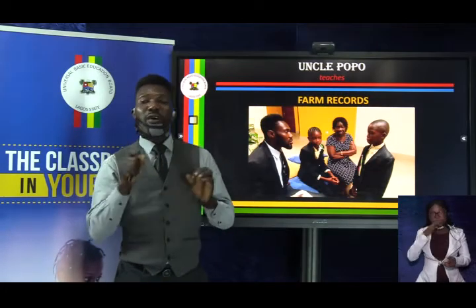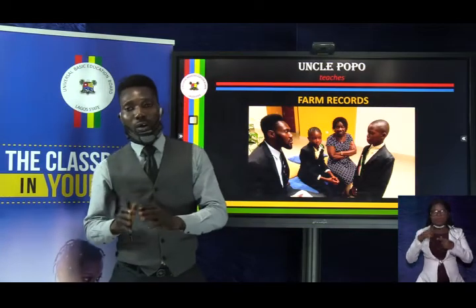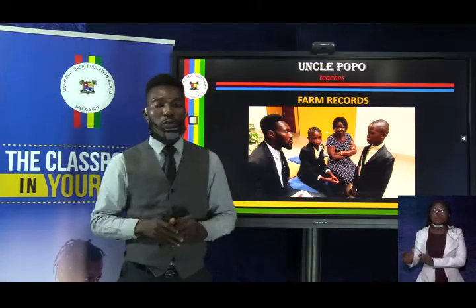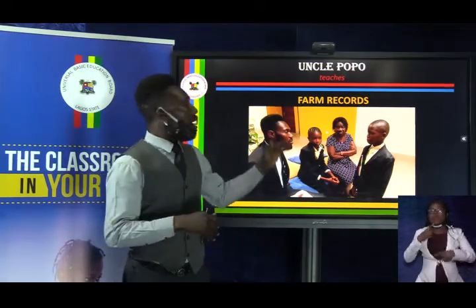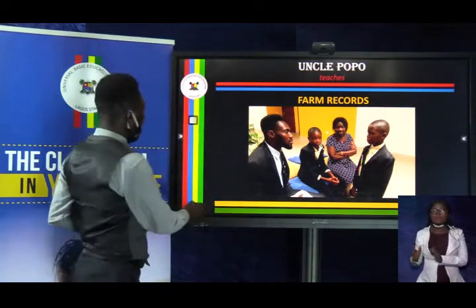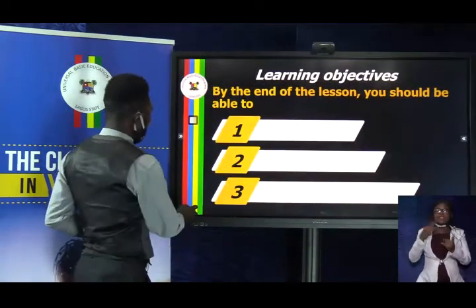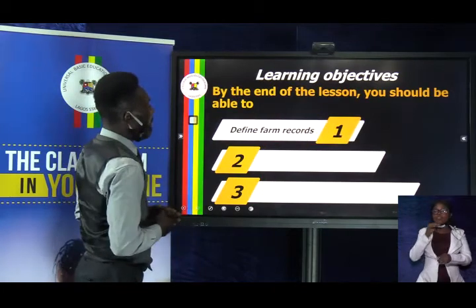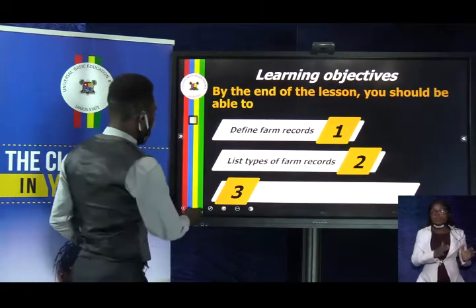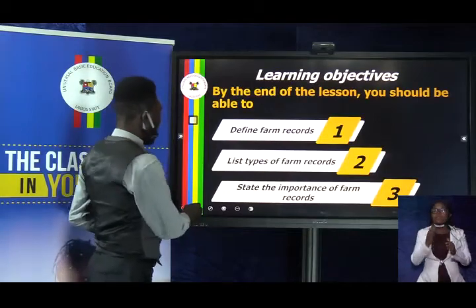That is why it's very important to study how we can keep farm records to help us in our farming activities or in agriculture for today. Today, we are going to look at the topic, farm records. The learning objectives: by the end of the lesson, you should be able to define farm records, list types of farm records, and state the importance of farm records.